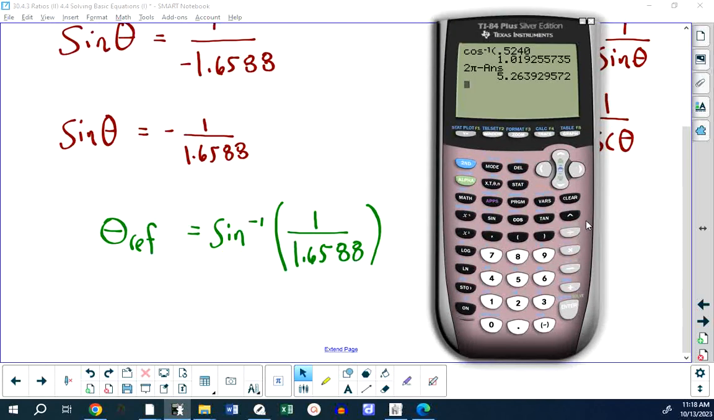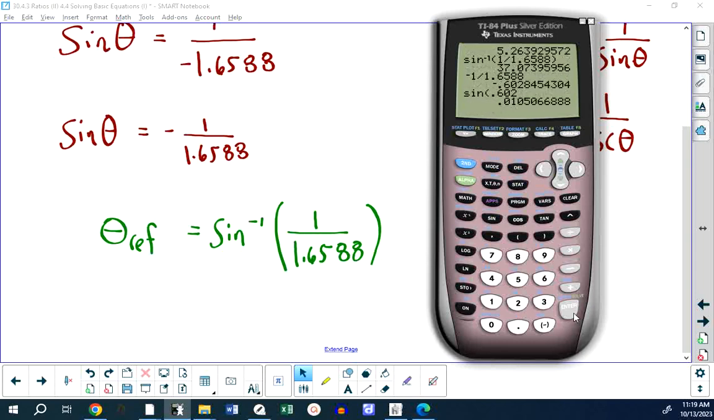So the reference angle will be, don't forget to change into degrees, inverse sine of whatever 1 over 1.6588 is. And just to look up here for a second, you could have said negative 1 divided by 1.6588, and then said, okay, I need to take the inverse sine of 0.602. Do you see the problem here? I got to get rid of the negative, and I got to use all the decimals. Why not just get rid of the negative and put the number in as a fraction of 1 over that?